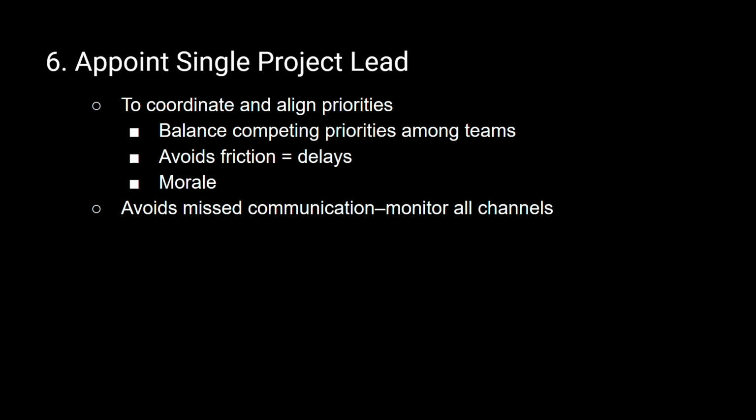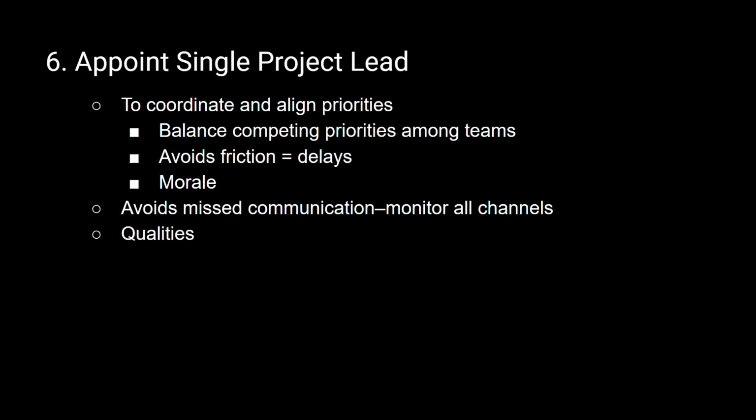You're going to be communicating through probably many different channels. You may be using Teams chats, Slack channels, email, project management software, messaging. Maybe the vendor has a support desk that has a completely separate messaging system. The single project lead is going to be able to monitor all those channels and make sure that they have eyes on everything. I believe this single project lead needs to have a few qualities.